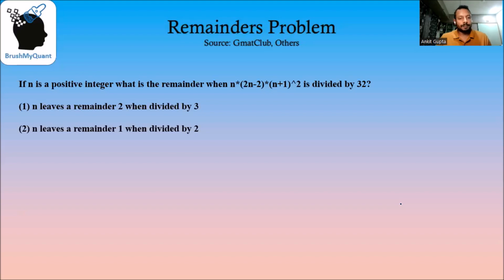So if n is a positive integer, what is the remainder when n multiplied by 2n minus 2 multiplied by (n plus 1) whole square is divided by 32? And we are given two statements.